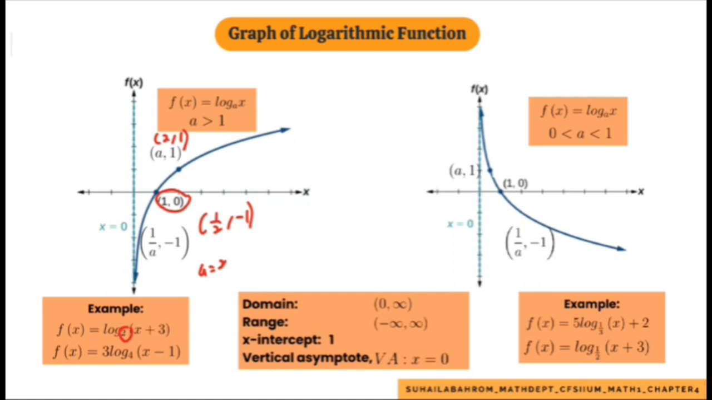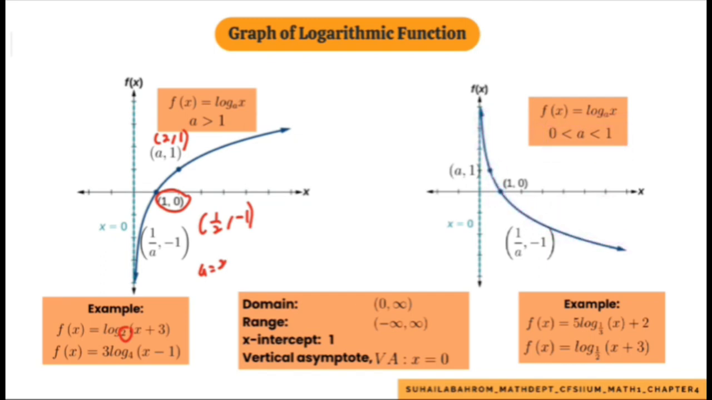And then let's look at another graph. So when the base a is between 0 and 1, for example, here we have 5 log x with the base 1/3 plus 2. And the next one, we have log x plus 3 with the base 1/2. So here our base is 1/3. Here our base is 1/2. So when the base is between 0 and 1, we will have a decreasing graph. Meaning that when x is increasing, y is decreasing.